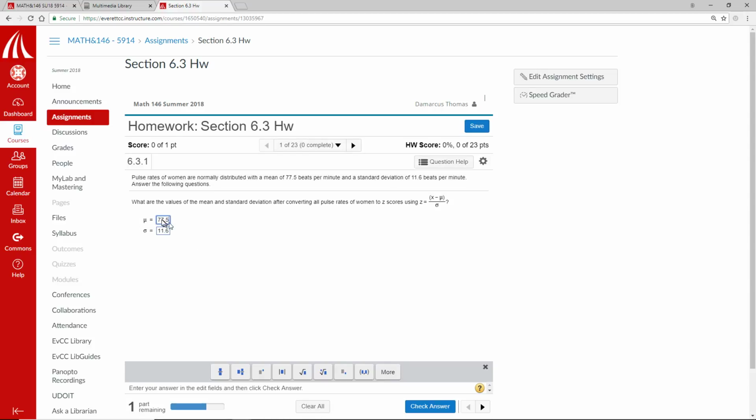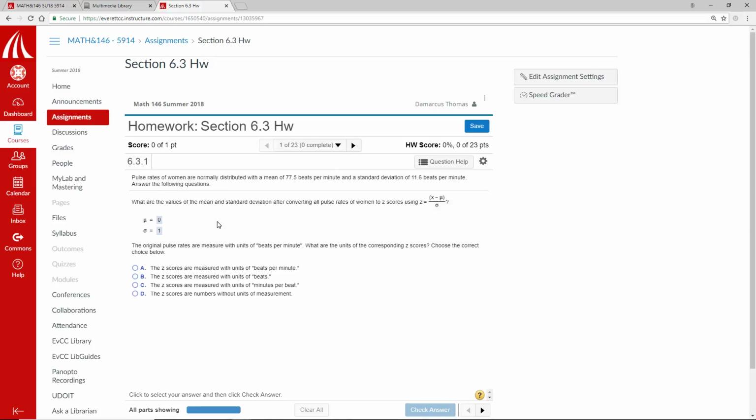Oh, what would the scores be after converting them? Oh, so tricky. Well, there's no calculation. After converting them, the scores would be 0 and 1. What are the values of the mean and standard deviation after converting all pulse rates of women to z-scores?